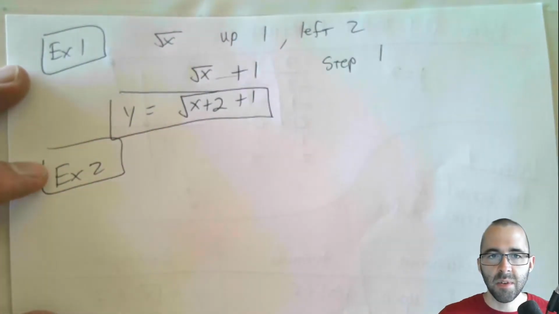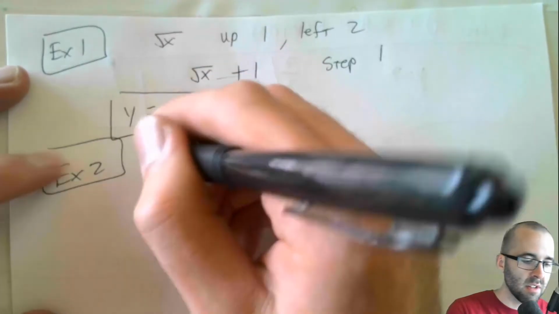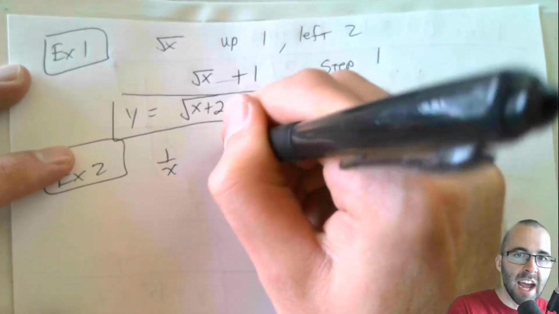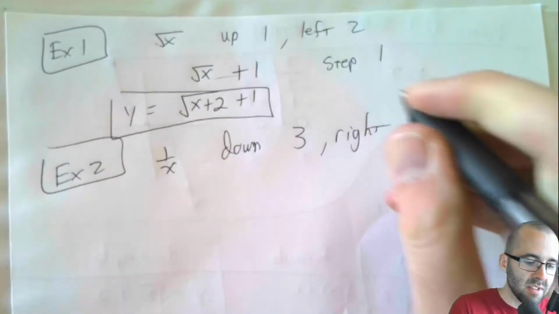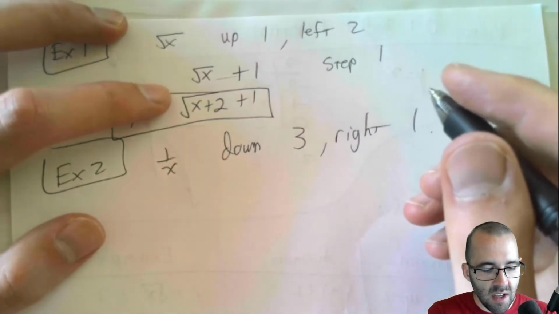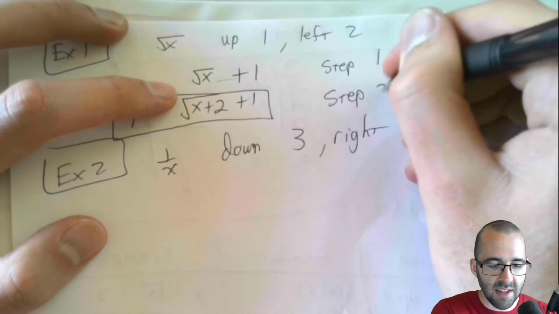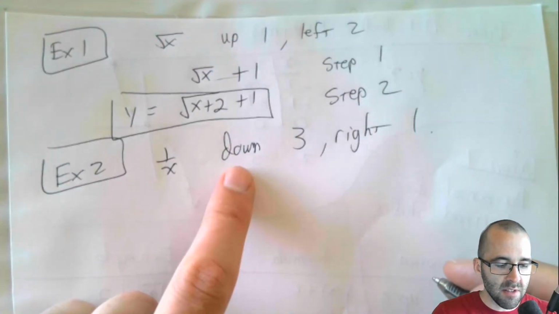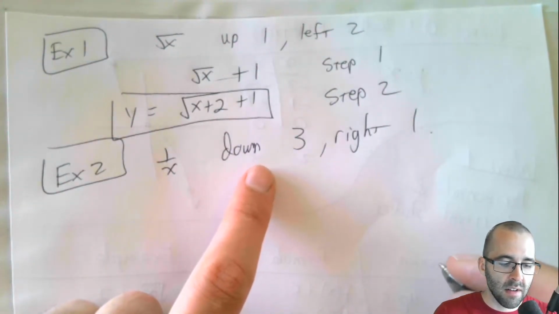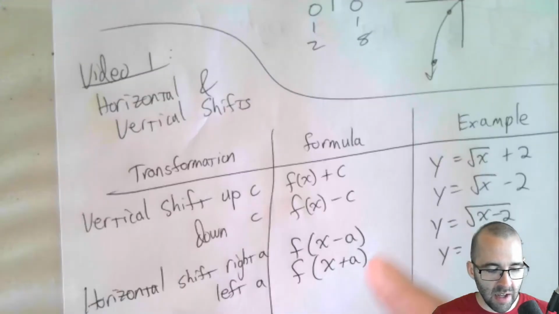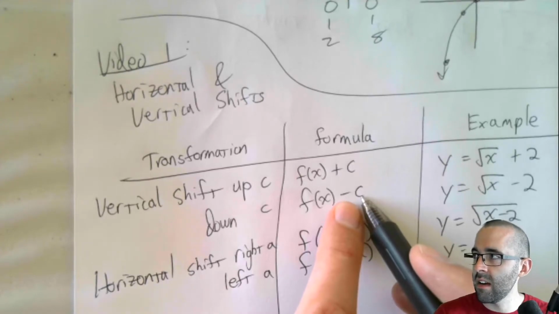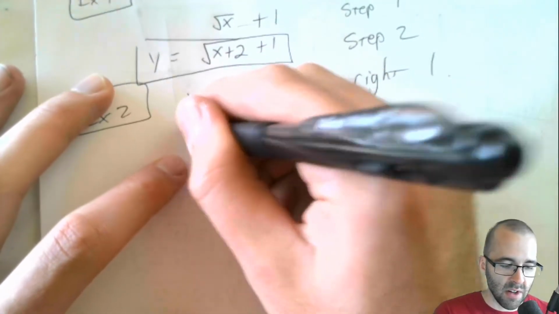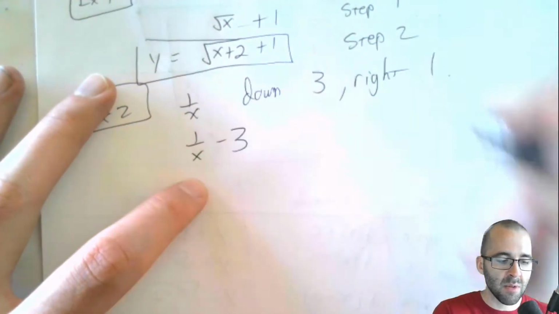Move on to the second example. The reciprocal function, 1 over x, shifted down 3 units and right 1 unit. You do the same exact thing. Do this in steps. First, I guess that was technically step 2. First, let's focus on moving it down 3. Down. How do we do that? Down 3 is going to be minus 3 on the outside. Okay, so that's our first step. We say, all right, this is 1 over x minus 3 at the very end.